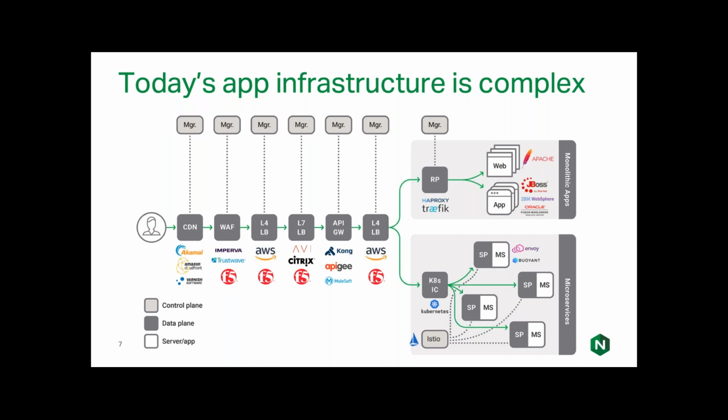And you can see this is actually quite a complex architecture, but it's not an uncommon architecture that you do see out there today. And from this slide, you can see you had a user going into a CDN, which was then going into a WAF, traffic then going into a layer 4 balancer, into a layer 7 load balancer, into an API gateway, and then back out through a layer 4 load balancer before the traffic was then distributed to the application.